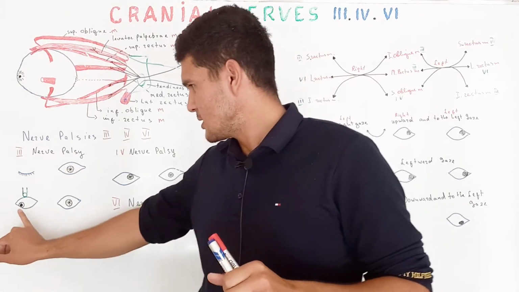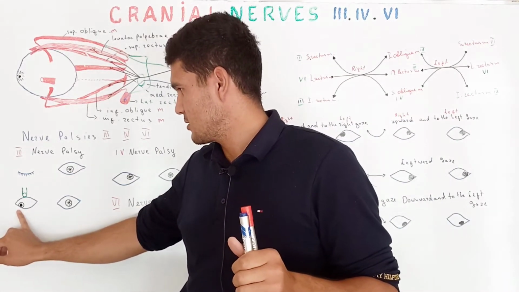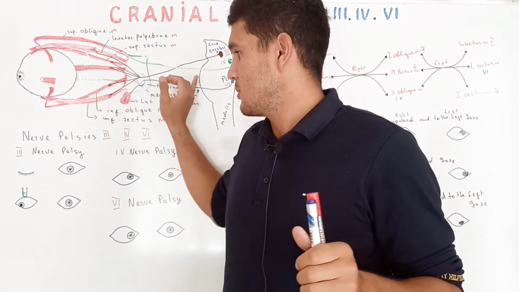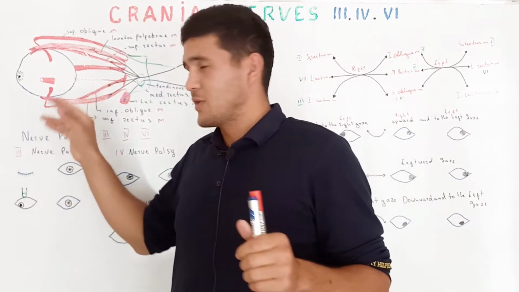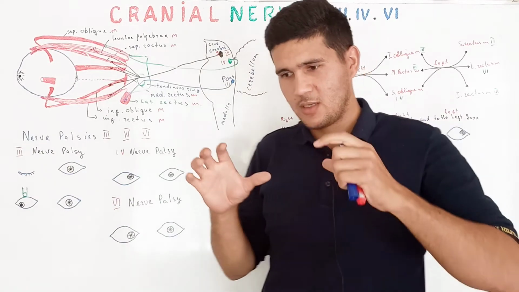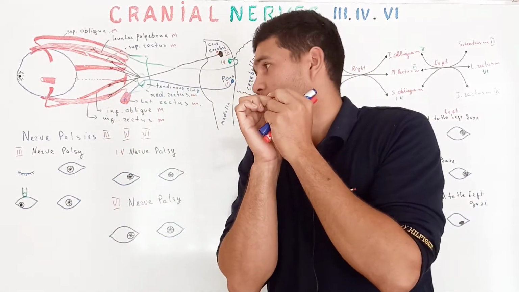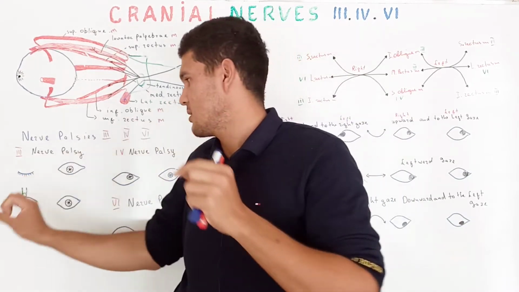Okay, the main reason for the dilation of the pupil is that there is no parasympathetic innervation by the oculomotor nerve. You know, the parasympathetic nervous system can constrict the size of the pupil. Okay, without this function, it can dilate.